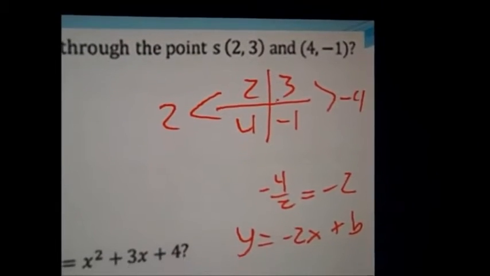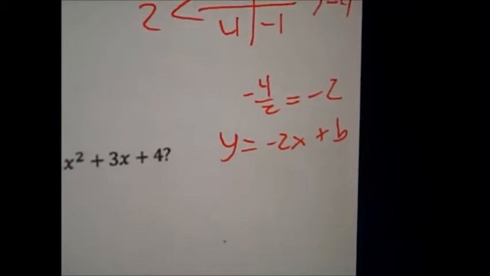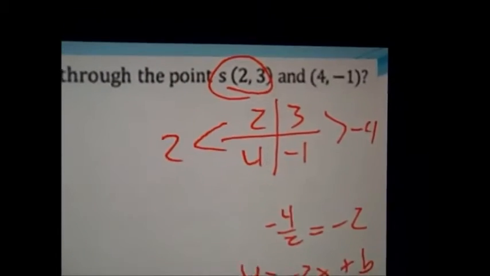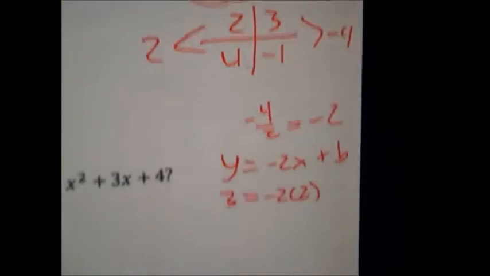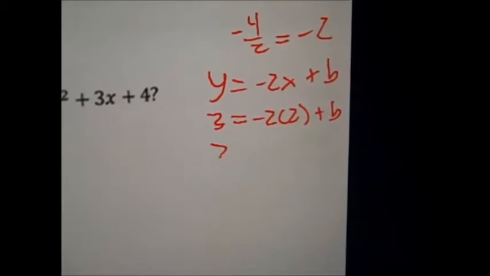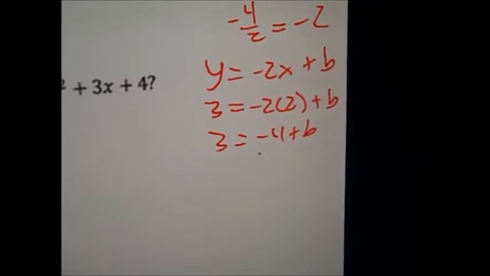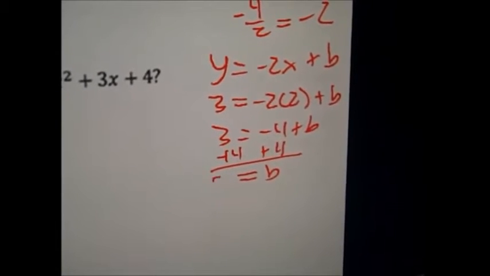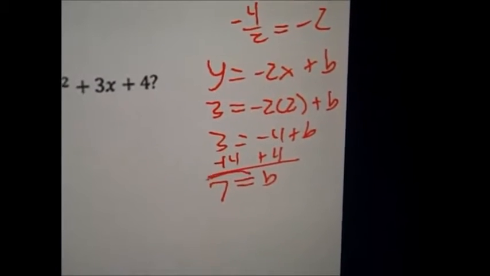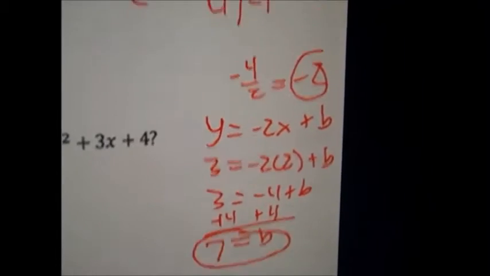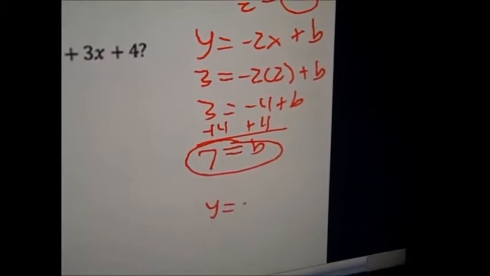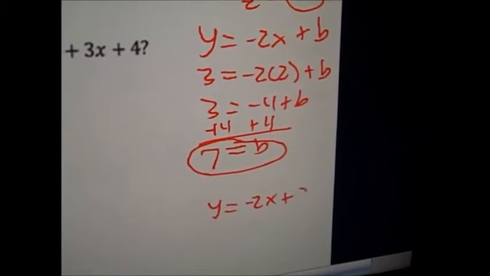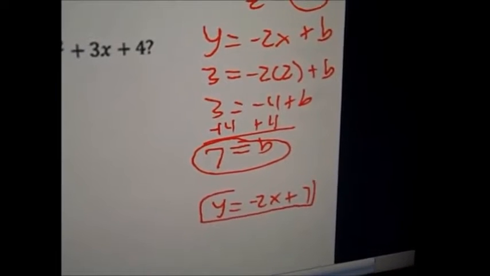To find b, I pick one of these points. I'll pick (2, 3), and then substitute 3 for y and 2 for x, because here's x, here's y. And then see what b is. 3 equals negative 4 plus b. Add 4 on both sides. I get b equals 7. My equation will be y equals the slope, negative 2x, and then the y-intercept, 7. The slope is negative 2, the y-intercept is 7.